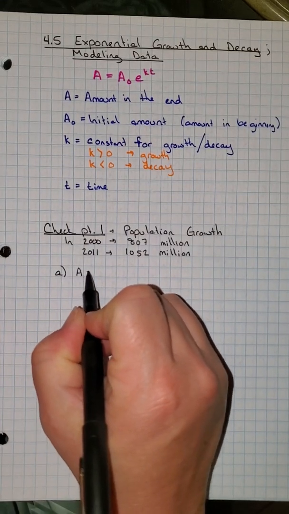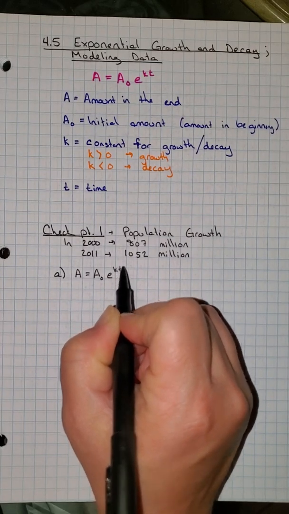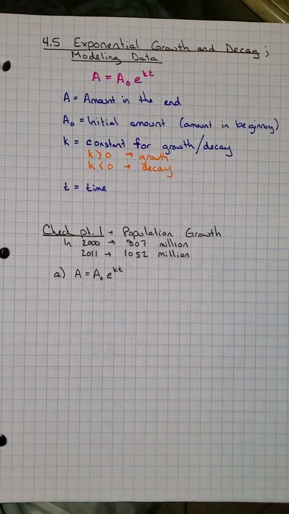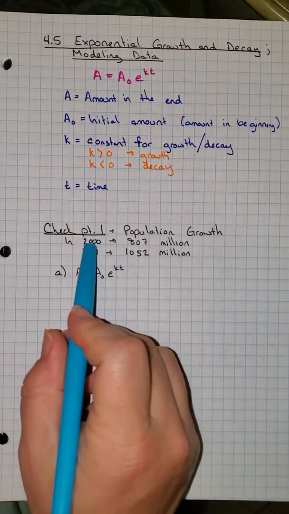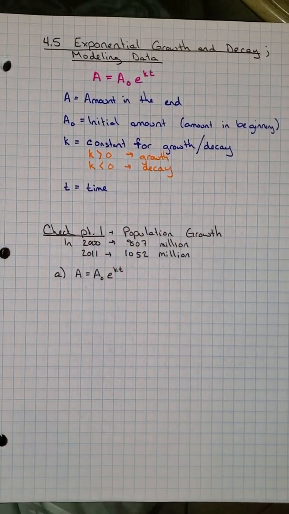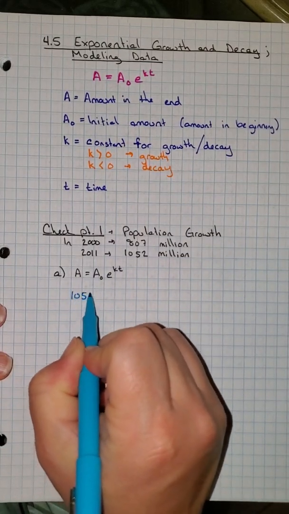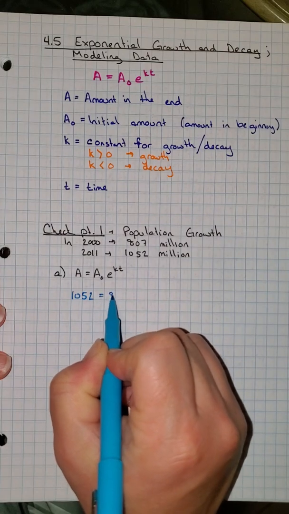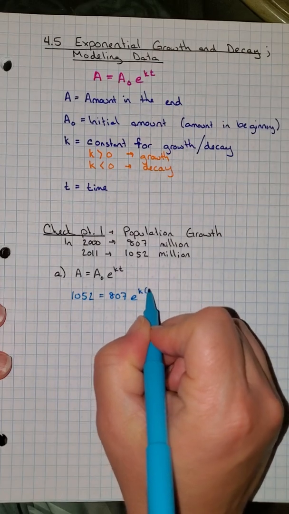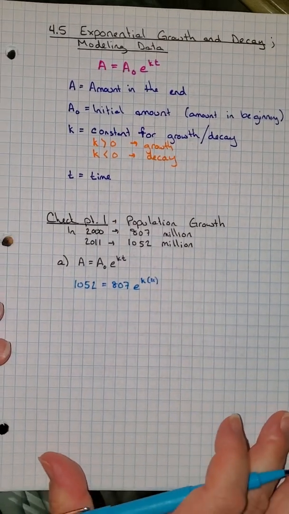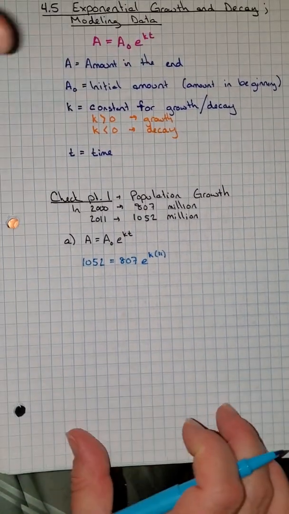So we're going to start with A equals A sub 0 e to the kt. So in 2000, that's our year 0. So in 11 years, it grew to that. So our ending is 1052. The beginning is 807. We have e to the k, and then we know this is times 11 years. So what we're going to be doing here is finding k. We're going to use this information to figure out what k is.